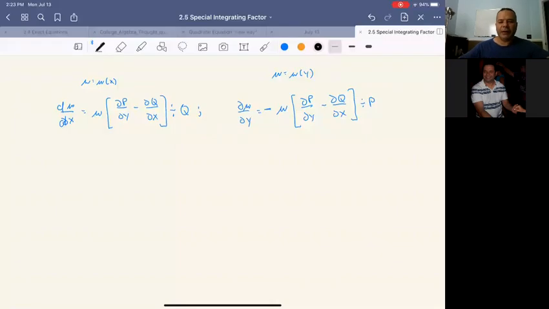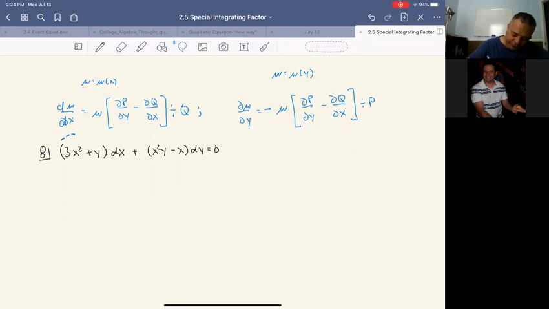All right, welcome back. Gonna do the next problem. I've gone ahead and written out the equations, and let's do a problem. So number 8 from your textbook is (3x squared plus y) dx plus (x squared y minus x) dy equals 0. Okay.